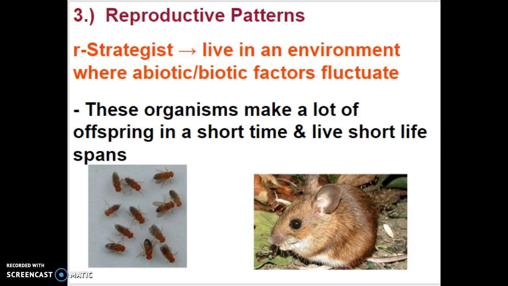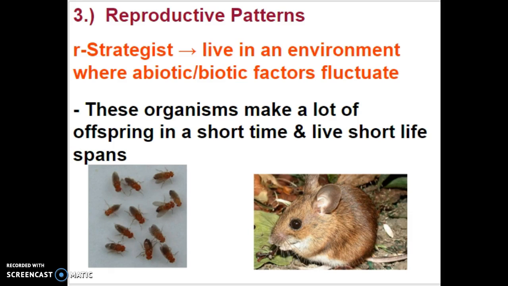There are different ways that animals reproduce themselves because of the type of environment that they live in. Reproductive patterns in animals are r strategists. These critters live in an environment where the factors fluctuate. They never know if it's going to be good or if it's going to be bad. So these organisms, in order to survive as a species for the long haul, make a lot of offspring in a very short time.